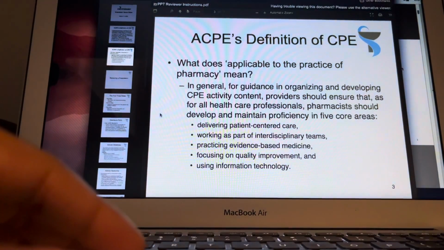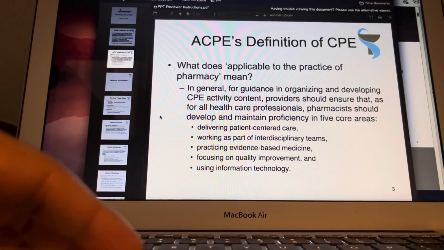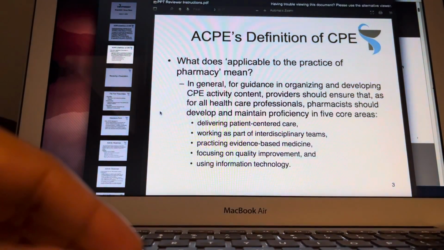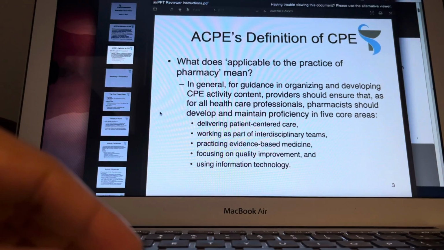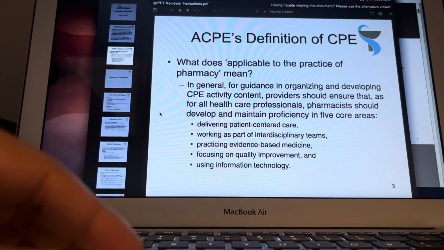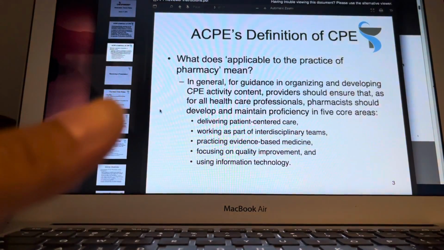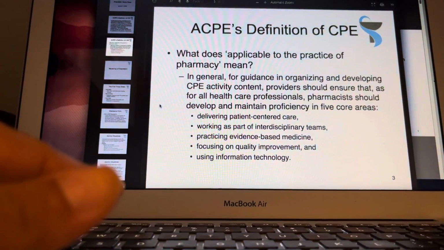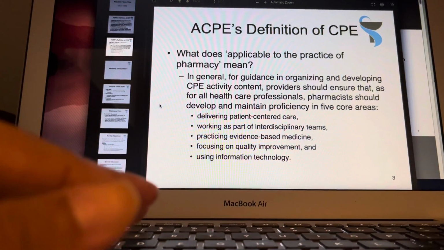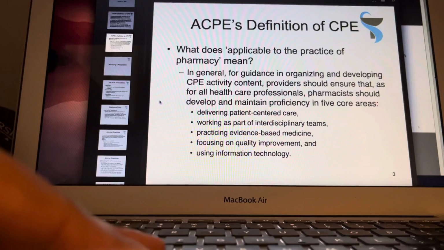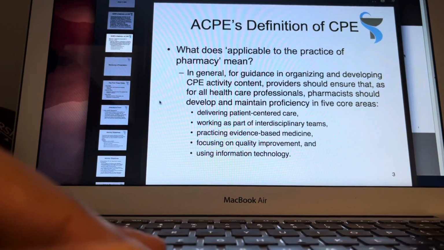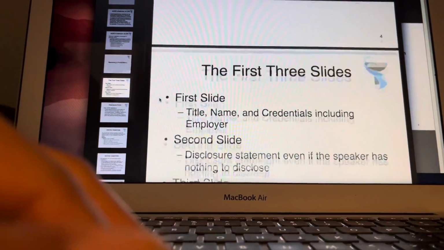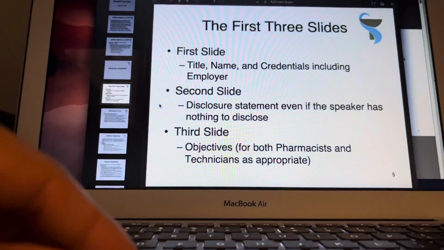In general, for guidance in organizing and developing CPE activity content, providers should ensure that, as for all healthcare professionals, pharmacists should develop and maintain proficiency in 5 core areas: delivering patient-centered care, working as part of interdisciplinary teams, practicing evidence-based medicine, focusing on quality improvement, and using information technology. So when reviewing a presentation, the first 3 slides should be the following.